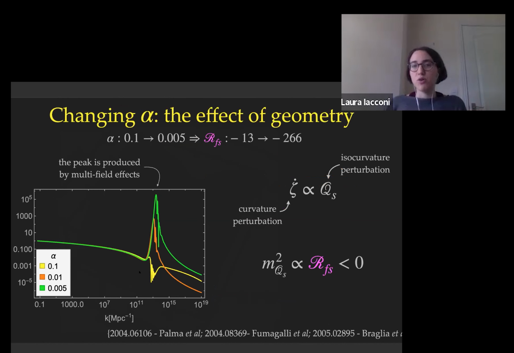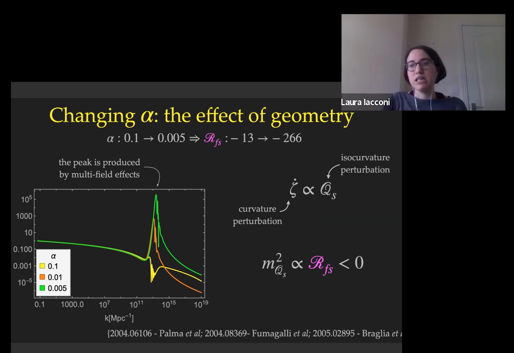In particular, as I said before, the field space curvature is inversely proportional to alpha. So turning down alpha means looking at field spaces with a stronger and stronger curvature. So when you move from alpha 0.1 to 0.01 to almost 10^-3, something changes in the scalar power spectrum. Here you can see the results plotted against k, and moving from the yellow to the orange to the green curves, you see that there is a peak, and the peak can be higher and higher in amplitude. And this peak is produced by multi-field effects.